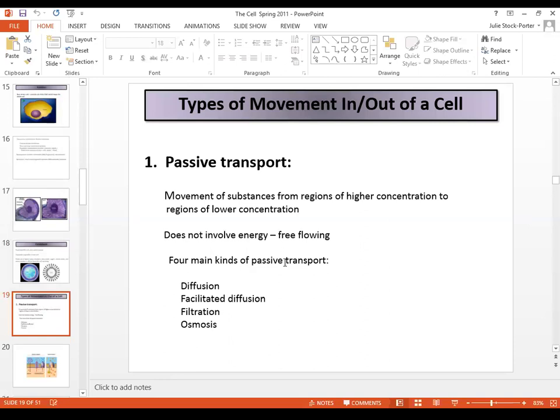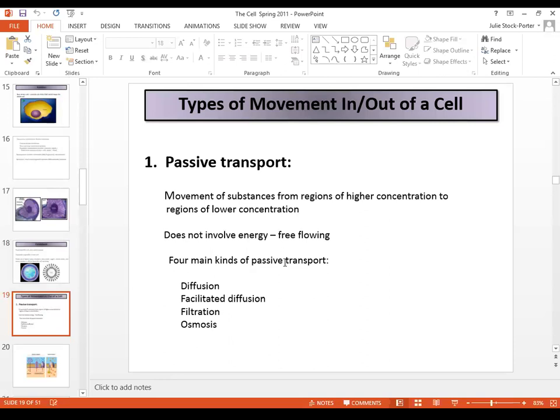No, it isn't. I messed up. That's filtration. Sorry. The one I gave you is filtration. I wasn't thinking about facilitated diffusion. I'm sorry about that. Go back and delete that. It is not facilitated diffusion. That is filtration. Now I will tell you about facilitated diffusion.